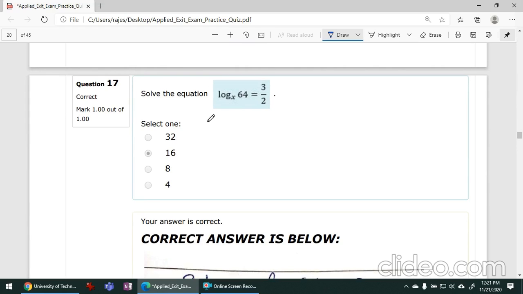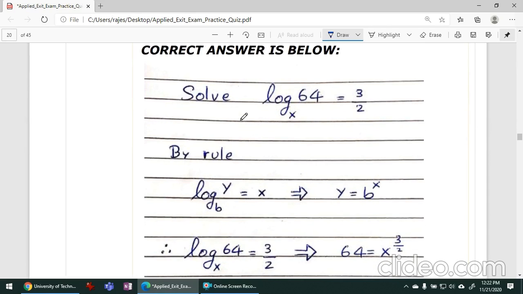Now solve the equation log 64 to the base x equals 3 by 2. Solve means you have to find the value of x. So how to do this? This is the question. We have a rule here: log y to the base b equal to x means y equals b power x. In this you have log, but in this you don't have log. So this number is y and you will write y equals b power x.